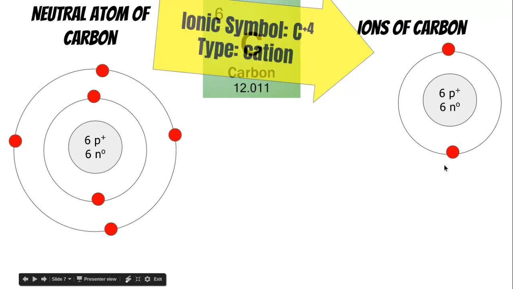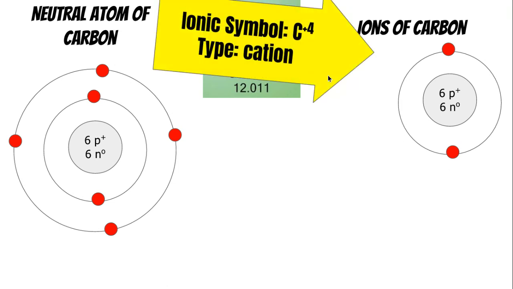Okay, so if that's the case, my ionic symbol is C, 4 plus or +4, because I have 6 protons and 2 electrons. And then this would be a cation. Now, some of you might be scratching your head like, well, there's 4 in the outer shell. Could we do both? The answer is yes, you actually can.